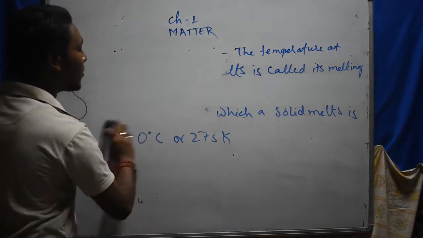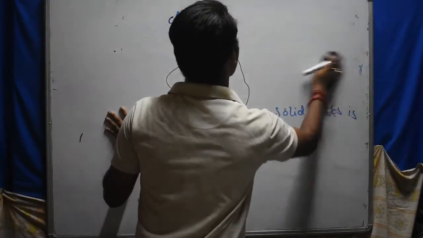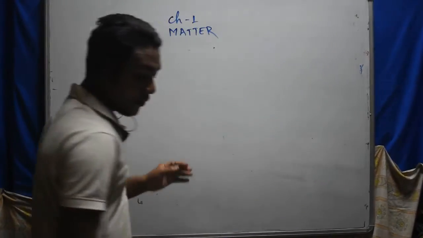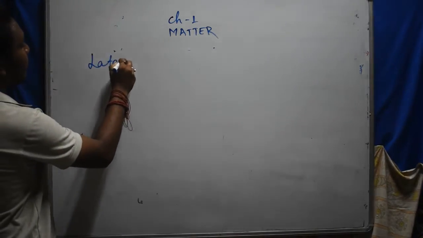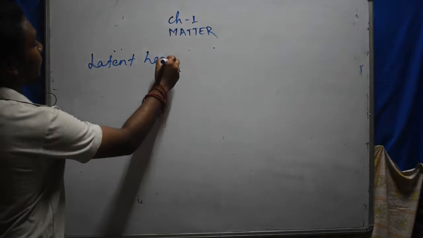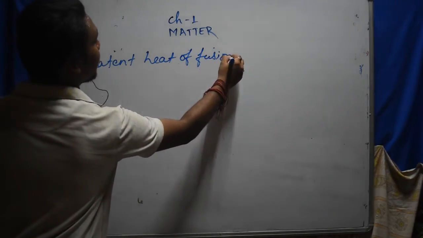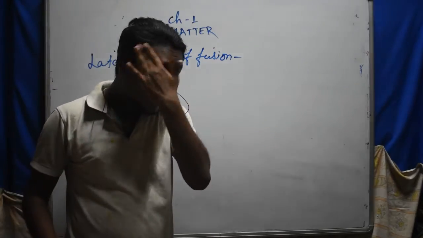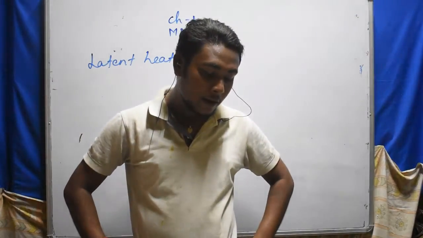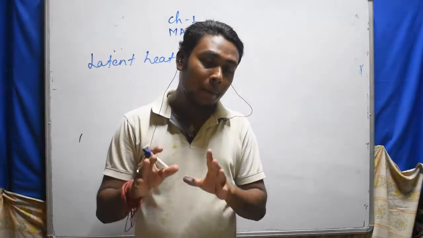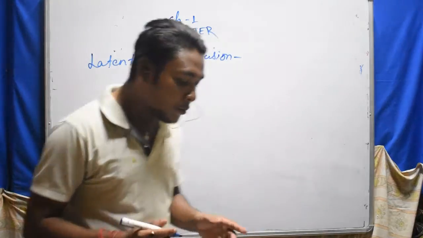So take a screenshot and note it down. The amount of heat energy that is required to change 1 kg of a solid into liquid at atmospheric pressure at its melting point is known as latent heat of fusion.